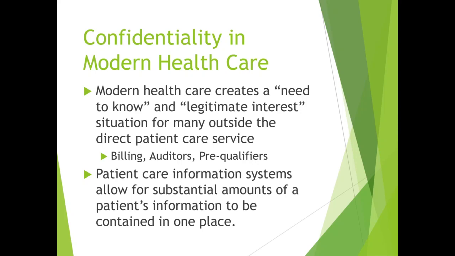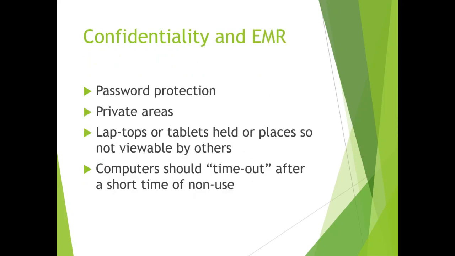And patient care information systems allow for substantial amounts of a patient's information to be contained in one place. That's good. So there are third-party information warehouses. They actually call them health clearinghouses that actually store a patient's information all in one place. It's like a big old web mix, sort of like I imagine where your emails go, on this server. Same stuff happens with your patient information. So luckily, things are password protected. When we're working with electronic medical records, we are making sure that we have passwords.